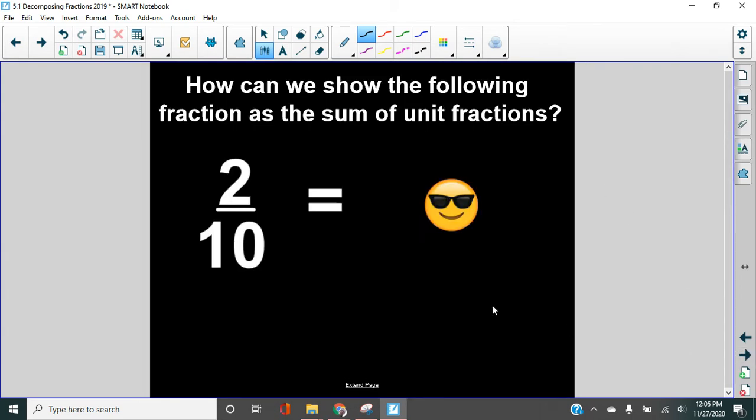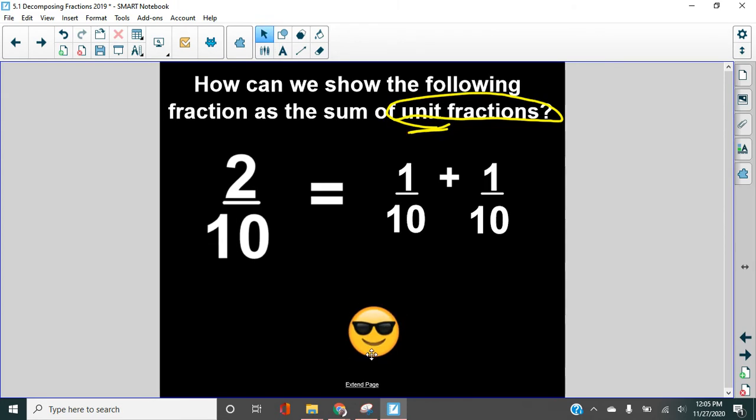Let's use some more unit fractions. If we want to show the sum of this fraction as unit fractions, make sure you pay attention when you see the word unit. That means you need to have all 1s on the top. We would just have 1/10 plus 1/10. Simple enough, right? But you have to know that word, unit fractions, when it's being asked for.